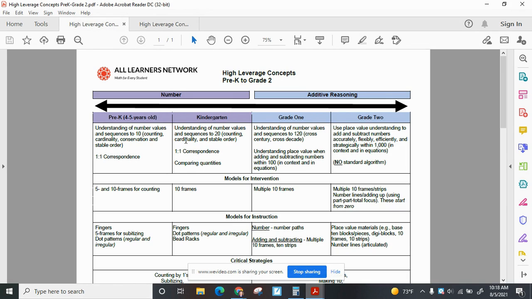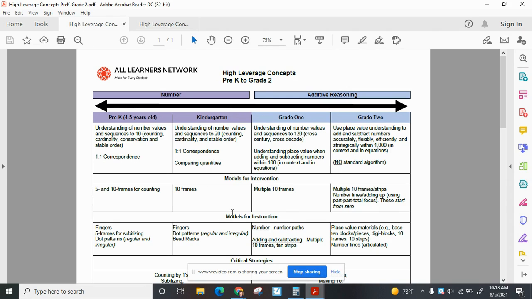Here are the high leverage concepts that are listed, and you can see the grade level bands here at the top where I'm putting my cursor. Then you'll see that there are models for intervention. These are suggested places to start when intervening with students, and these models are particularly important and effective for learners who are struggling. So this is a great place to start for struggling students, using these models first.